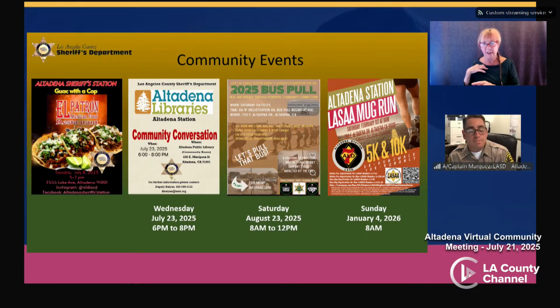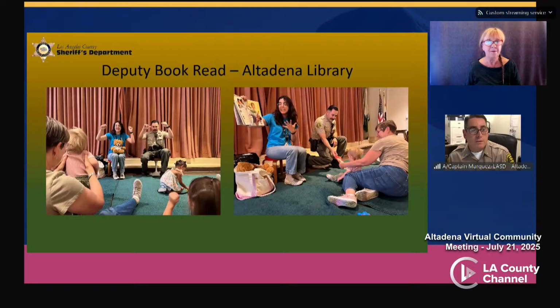Can I go to the next page, please? Recently, we just had one of our deputies go to the Altadena Library to do a book read, and this is something new that we started. It's going to be just a way to build relationships with the community, especially our young people. This is Deputy Iglesias. He works in Altadena. He has patrolled here for a number of years. He's one of our FTOs, our field training officers, and he was just there for the book read. And we're going to have another deputy at the library for a book read in September.